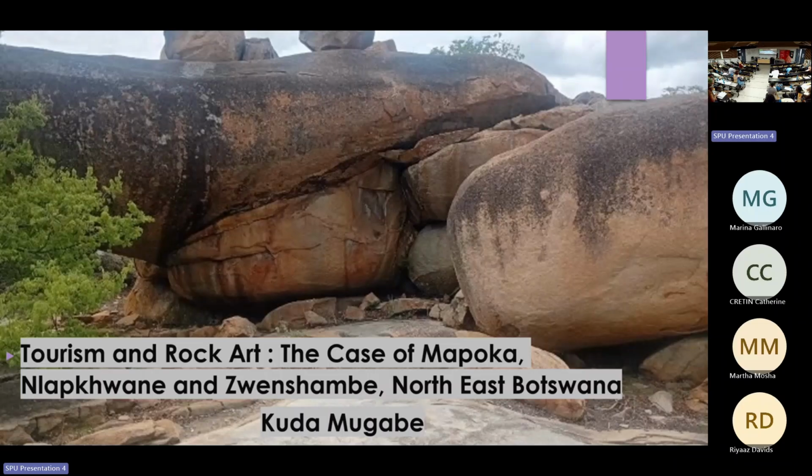My name is Kuda Mugabe. I'm an independent researcher, a consulting archaeologist. My paper is on tourism and rock art, the case of Mapoka, Nlapkhwane and Zwenshambe in the northeast Botswana. This area is where my ancestors come from.